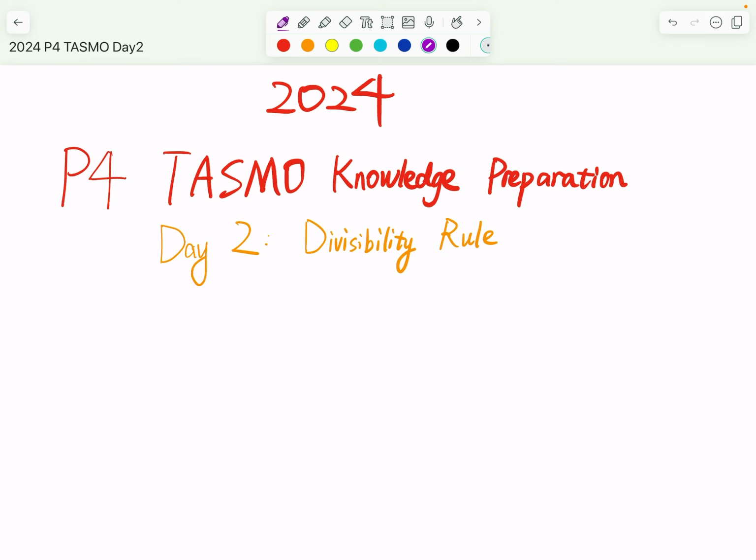So actually it's a very important thing. And also remember, when you start learning the Math Olympiad in P2 or P3, your teacher will tell you how to determine whether a number can be exactly divided by 3 or 9. Maybe the teacher will just tell you to add all the digits up, and if the sum can be divided by 3, then the number can be divided by 3. If the sum can be exactly divided by 9, then the number can be exactly divided by 9. So this is about the divisibility rule.